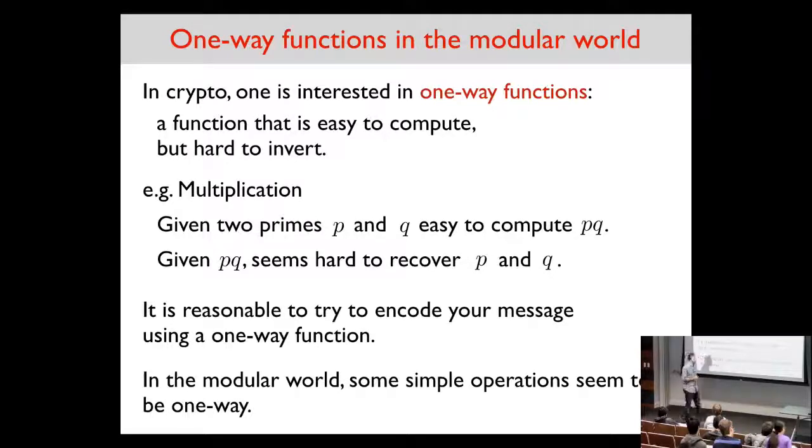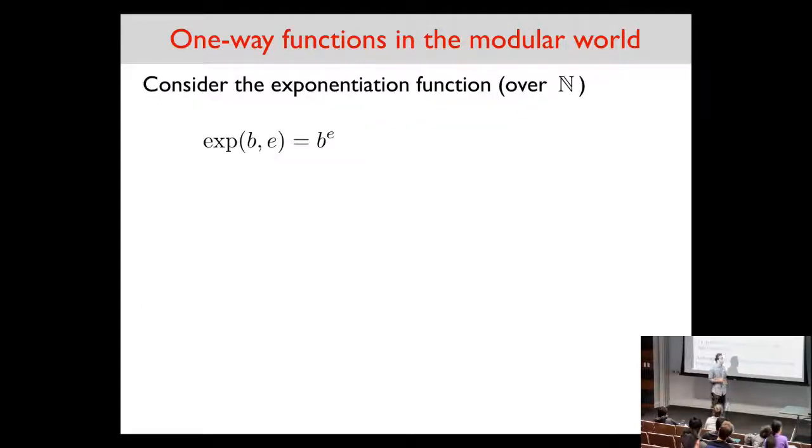And when we are in the modular world, it seems like some very simple operations are one-way. So I'm going to give you 2 examples, and we're going to use these examples later on. But let me start actually with just a regular function over, let's say, the natural numbers. And this is going to be the exponentiation function.